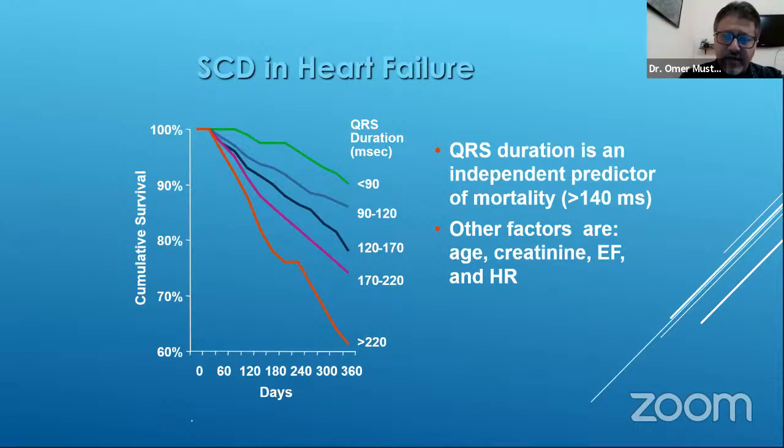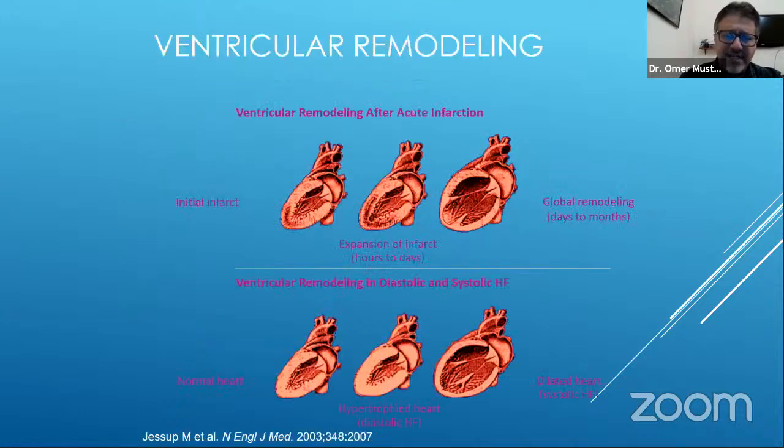What are the factors involved or related to sudden cardiac death? QRS duration, very, very important. QRS duration is an independent predictor of mortality. Other factors are age, heart rate, ejection fraction, renal dysfunction, all adding to causes of sudden death in patients with heart failure.